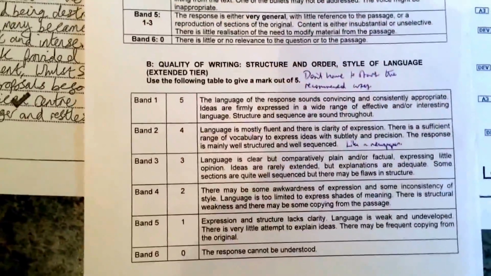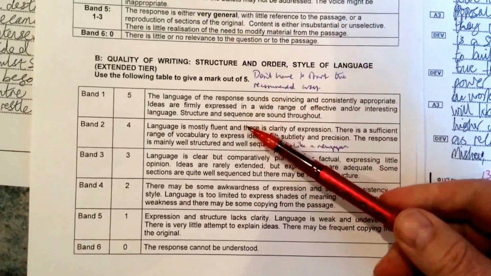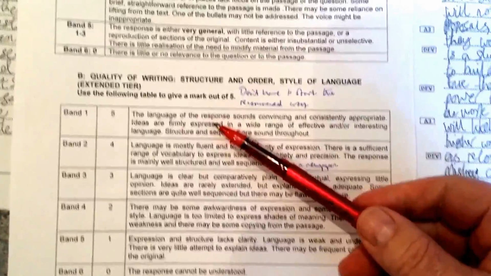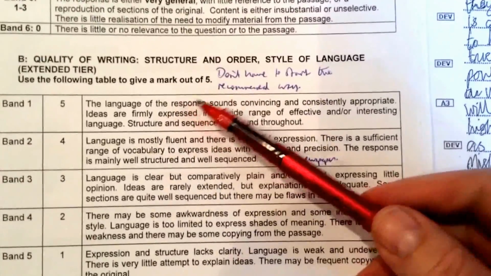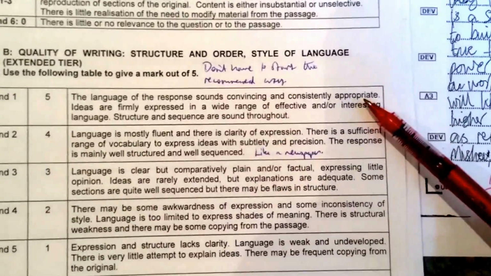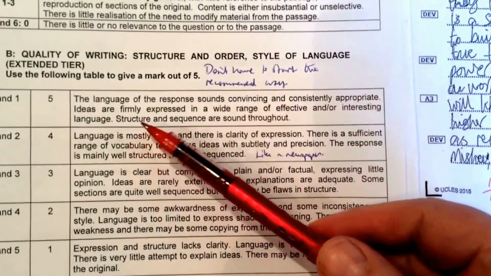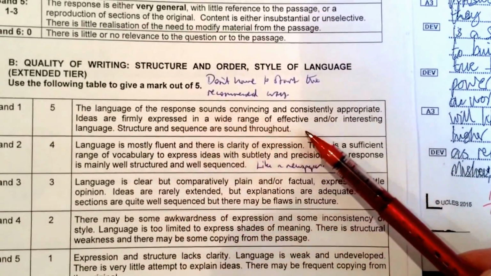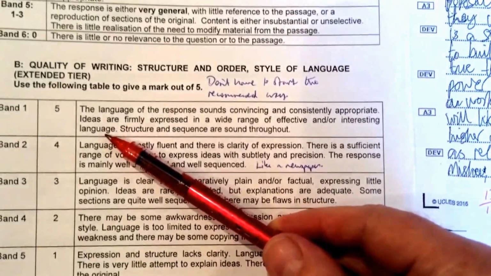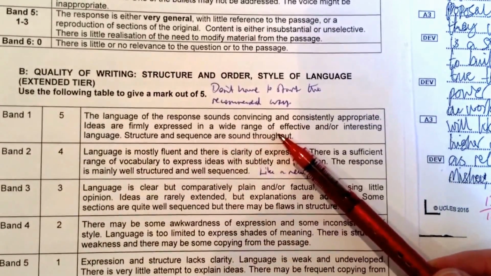Okay, well, apart from the 15 marks available for the bullet points, there are 5 marks available for the quality of your writing. And let's just zoom in because we want 100% on this one. The language of the response sounds convincing and consistently appropriate. So it's always in the style. In this case, it was the style of a newspaper. Ideas are firmly expressed in a wide range of effective and or interesting language. So you're always thinking about your vocabulary choices. Structure and sequence are sound throughout.